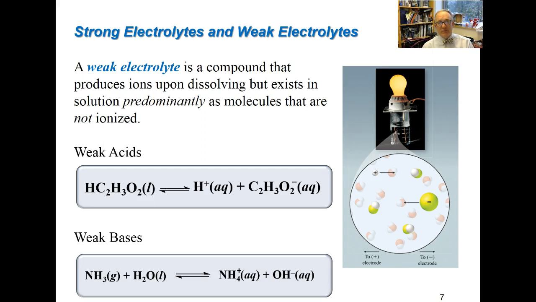So weak acids and weak bases are weak electrolytes. Ionic compounds are strong electrolytes, along with the strong acids. We'll talk about the strong bases a little bit later in the chapter. And then you have your non-electrolytes, which are molecular species that don't ionize.